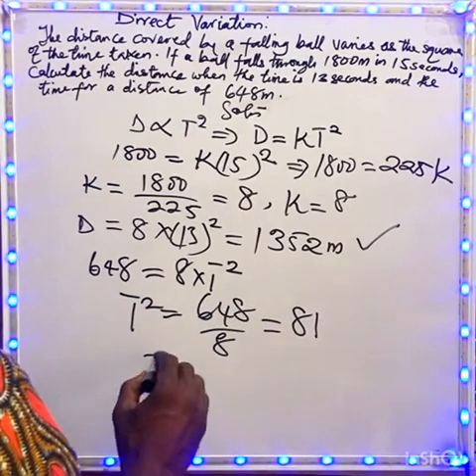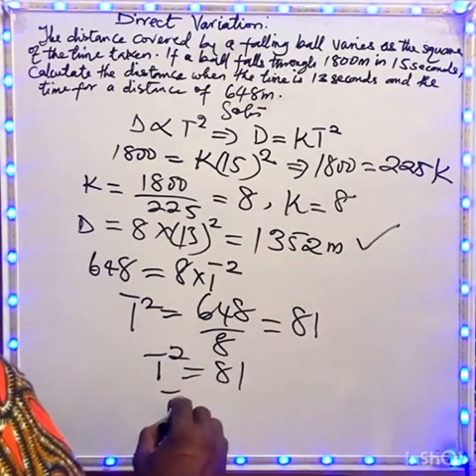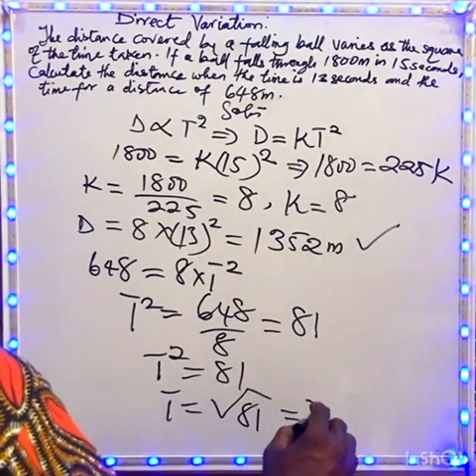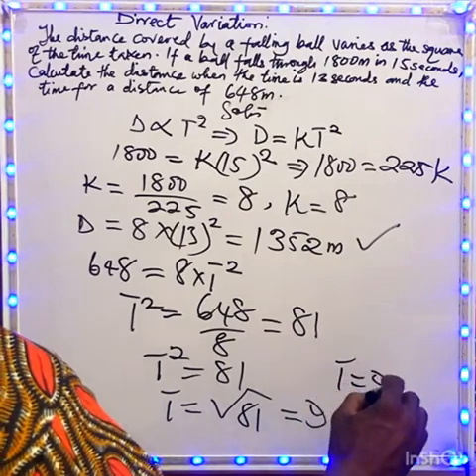Which will give you 81. And if t squared is 81, it means that t is equal to the square root of 81, which is 9. So the time is equal to 9 seconds.